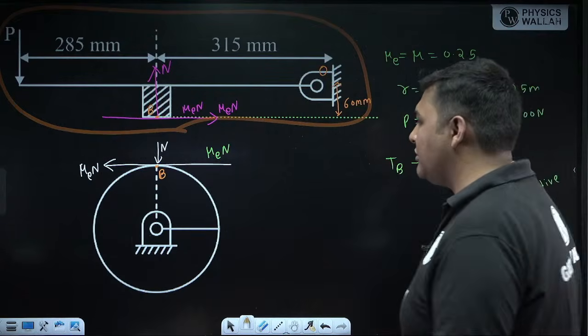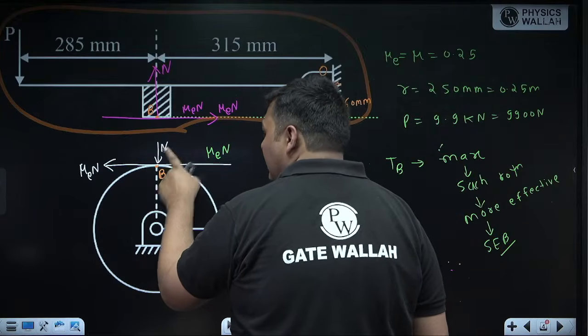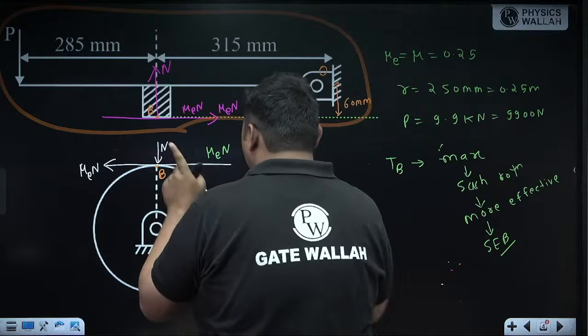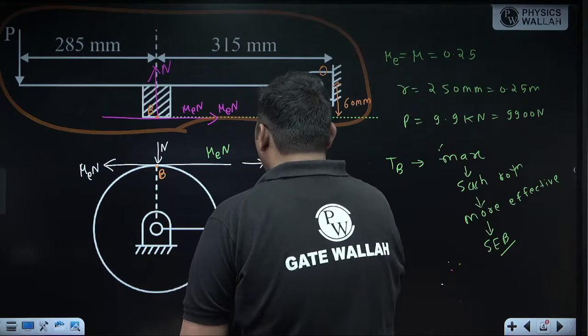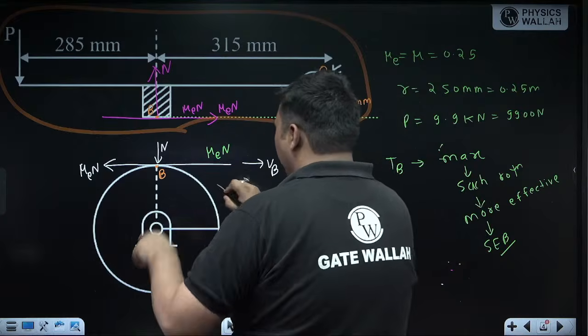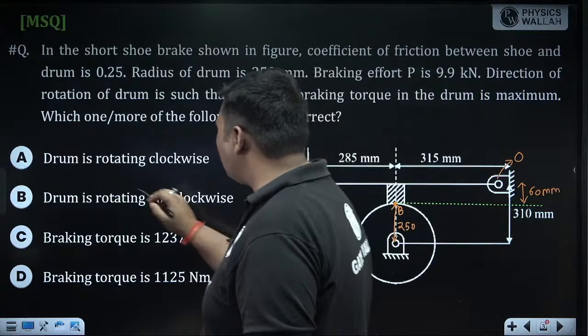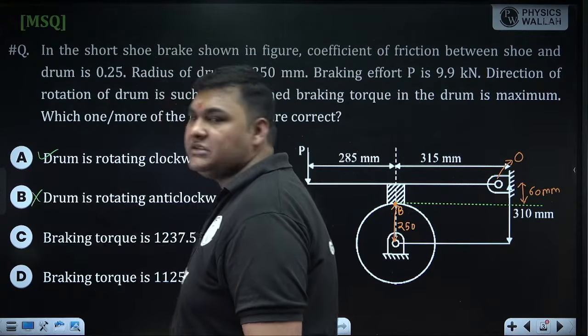Now after finding the direction of friction in the FBD of the drum, we can tell the direction of rotation of the drum, because we know here friction is opposite to the velocity of point B. So in the FBD of the drum, if friction is like this, the velocity of point B will be like this. And according to this velocity, the drum will rotate in the clockwise direction. So here the direction of rotation of the drum is clockwise. So out of option A and B, A is correct, B is incorrect.